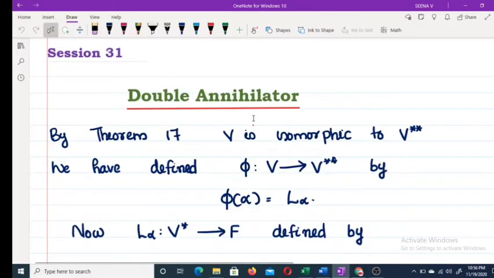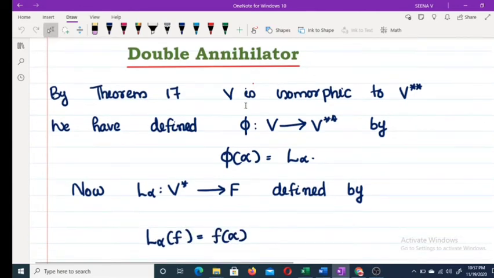Hi, good morning. Today we are going to discuss the double annihilator. In the last class we discussed the double dual. Now, what do we mean by a double annihilator?